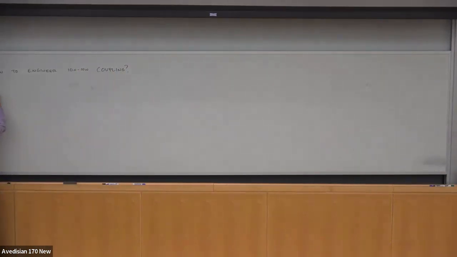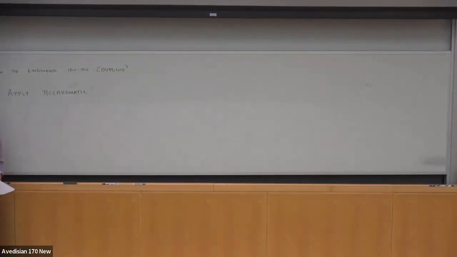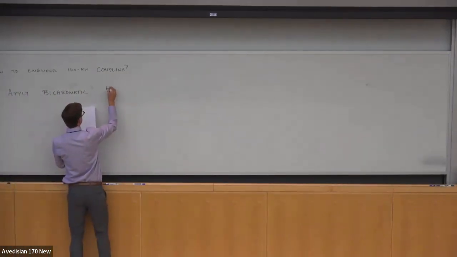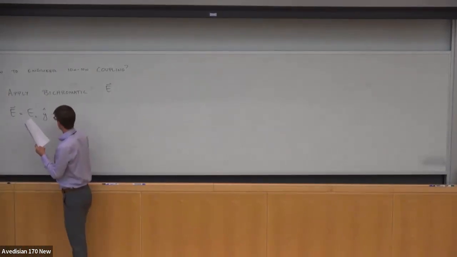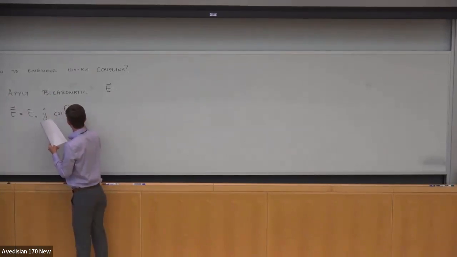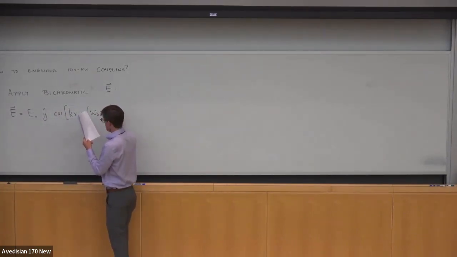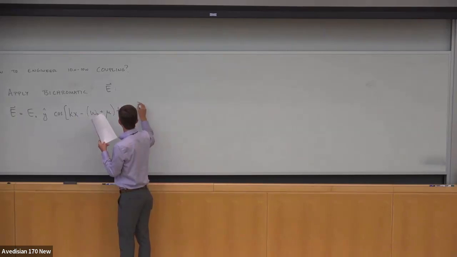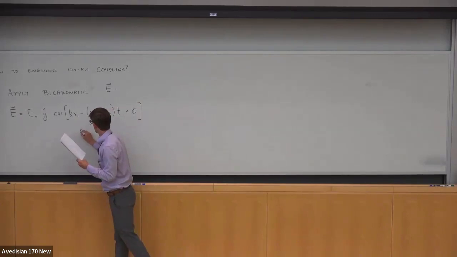Step one: apply a bichromatic, which is a fancy word for two-frequency, electric field that takes the form E = E0, polarized in the y hat direction, times cosine of (kx minus (omega0 plus or minus mu) times t plus phi). I've introduced a few things here. This omega0 is our qubit resonance.